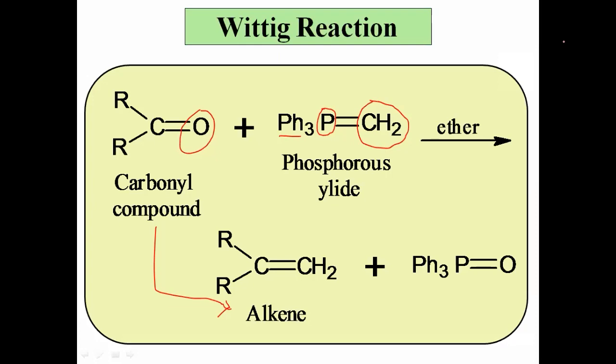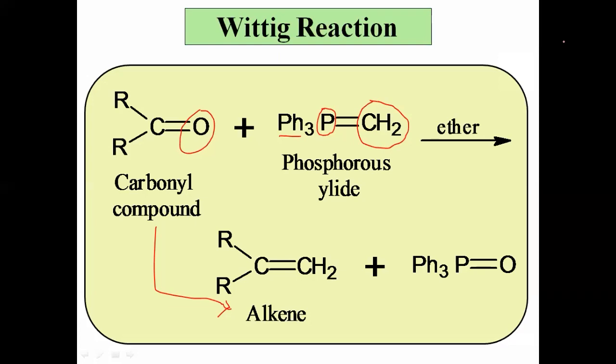It means the carbonyl group is converted into an olefin. The carbonyl group is converted into a substituted alkene. An aldehyde or ketone is converted into the corresponding alkene. And this is again a very important reaction, because here there is a conversion of one functional group into another functional group. A carbonyl compound converts into a substituted alkene.